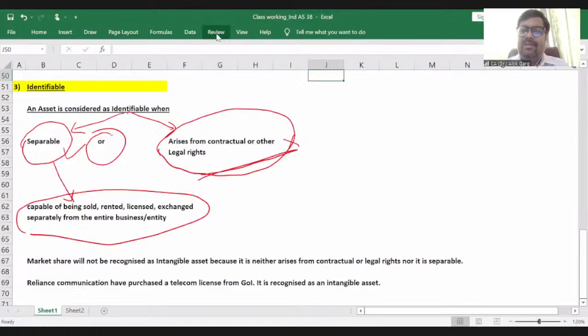But this entity has purchased this ERP, has got this ERP developed from Oracle, right? So whether this ERP can be capitalized: although it is non-separable, yes, it can be capitalized because it is arising from contractual or other legal rights, because the entity has paid for it, right? So going by the second condition, arising from contractual or other legal right, this ERP will be capitalized.